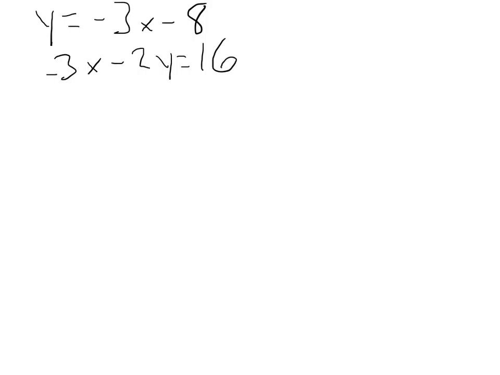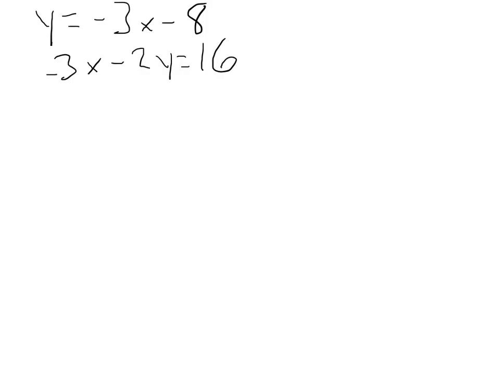In this video, I'll be showing you how to solve a system of equations by using the process of substitution. So if we have the two equations y equals negative 3x minus 8, and then negative 3x minus 2y equals 16. So now, one of these equations is already solved for y, and the other isn't.